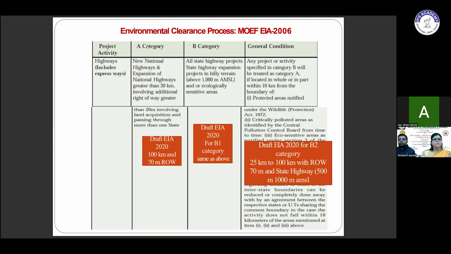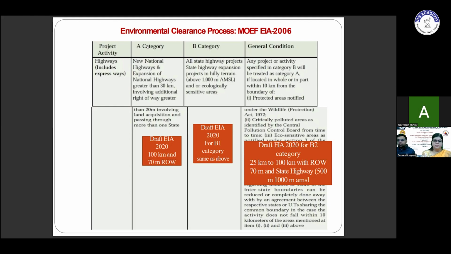In the 2006 notification, new national highway and expansion of national highway greater than 30 kilometer involving additional right of way greater than 20 meter involving land acquisition and passing through more than one state.